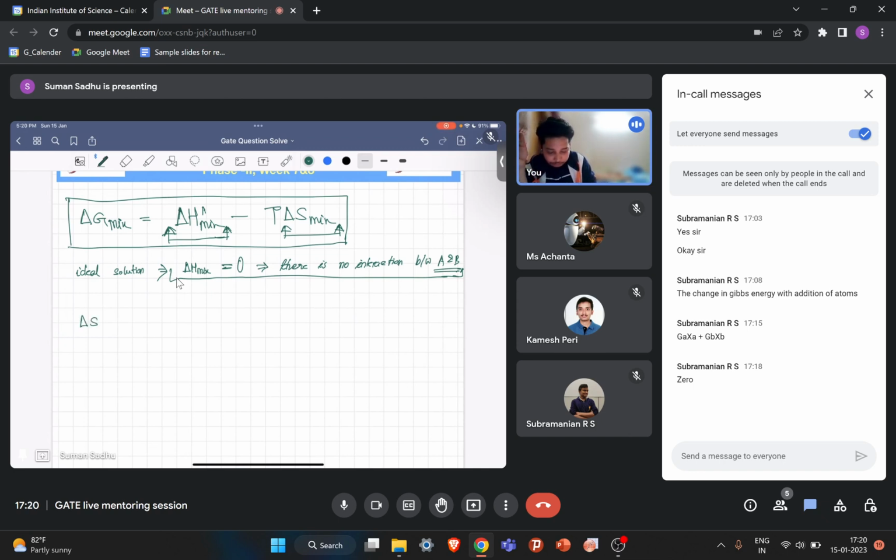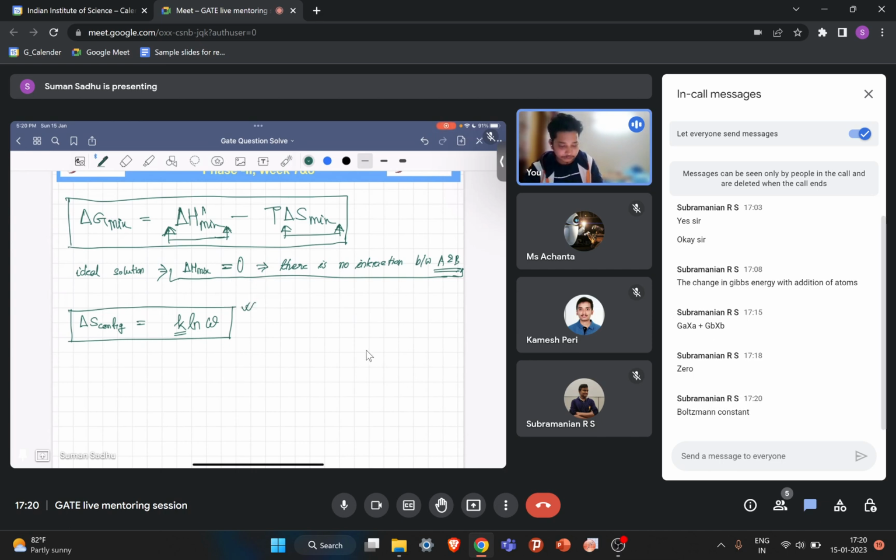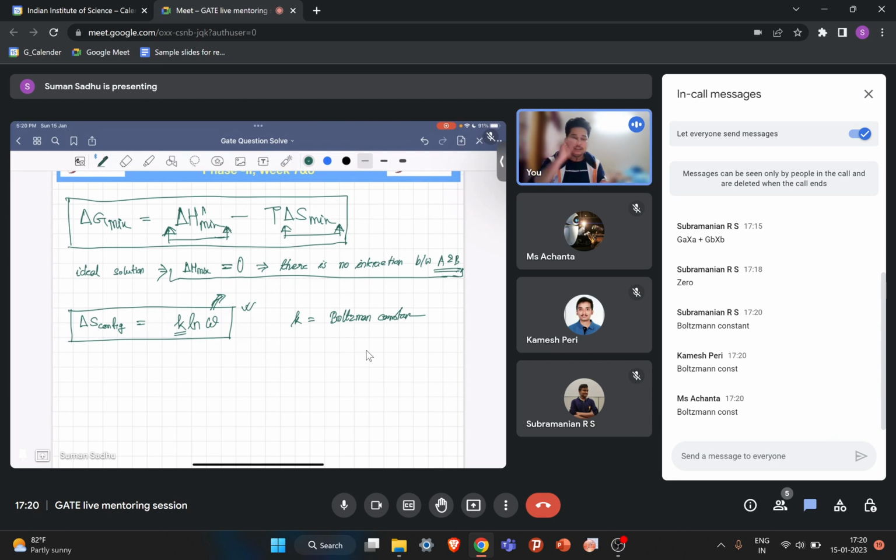So I think all of you know what the configurational entropy is. Delta S config is written as k into ln of omega, right? Everyone is aware of it, right? What is k here? Boltzmann constant. And omega is the number of ways in which you can configure, you can arrange your atoms. So this is your omega.